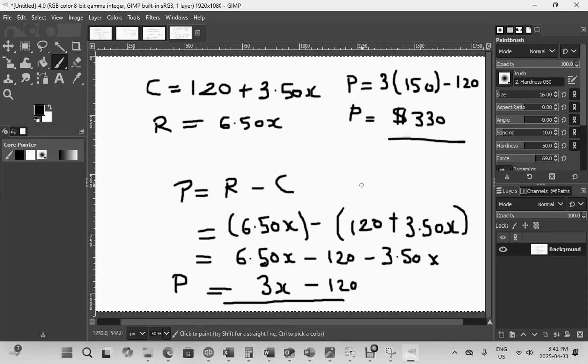All right, so this is basically how you figure out your gross profit using the formula for your cost of goods sold, as well as the formula for your revenue or sales.